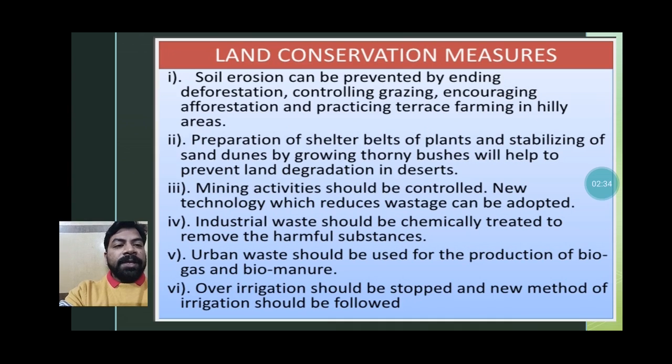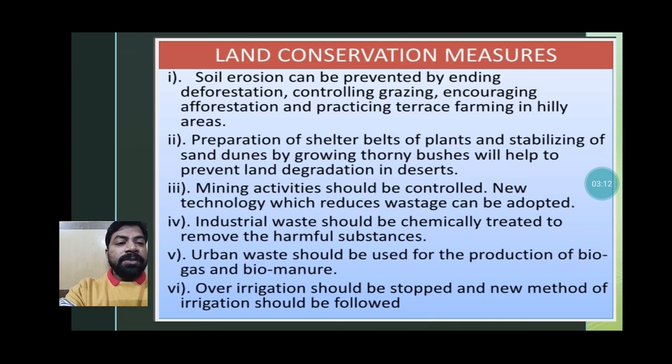Industrial waste should be chemically treated to remove harmful substances. We have already read that industries release many harmful chemicals, so these must be treated before release from the industries. That also helps in land conservation. Urban waste should be used for the production of biogas and biomanure. The waste we throw in open areas pollutes the environment and the land; it must be treated by us to make biogas or biomanure.